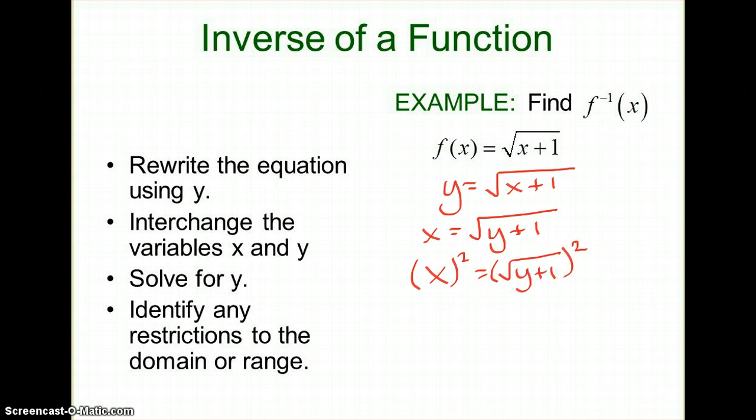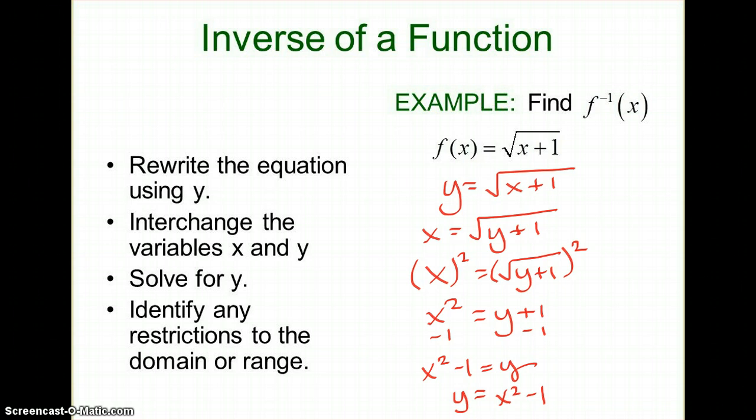Okay, so I square both sides and I end up with x squared equals, on the right hand side the square will cancel out with the square root, and I'll just end up with y plus 1. Okay, once I get y plus 1, I subtract 1, so I end up with x squared minus 1 equals y. Again, if you like, put your y on the left hand side, y equals x squared minus 1.